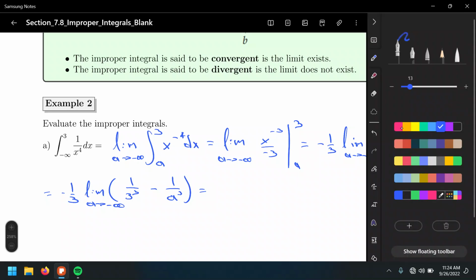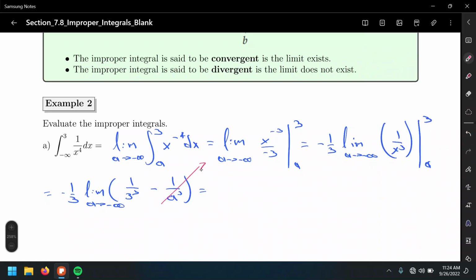Now the question is, when we evaluate the limit, where is this term going to go? Negative infinity? 0, right? Because we're dividing by a really big number, so we get nothing. So that's going to be negative 1/3, not limit anymore, times 1 over 3 cubed, that's 1 over 27, minus 0. And when we multiply these two numbers, that should give us negative 1 over 81. And because we got a finite value, the limit exists.